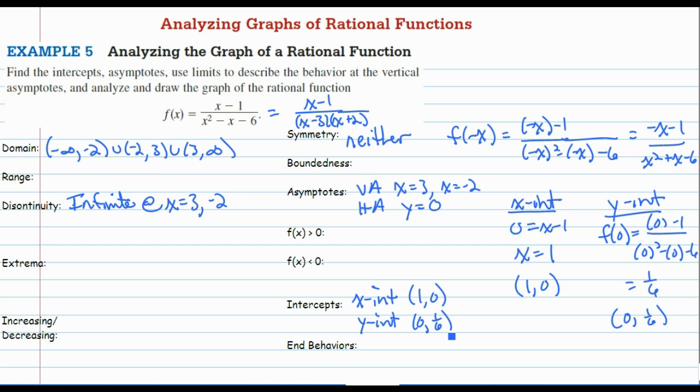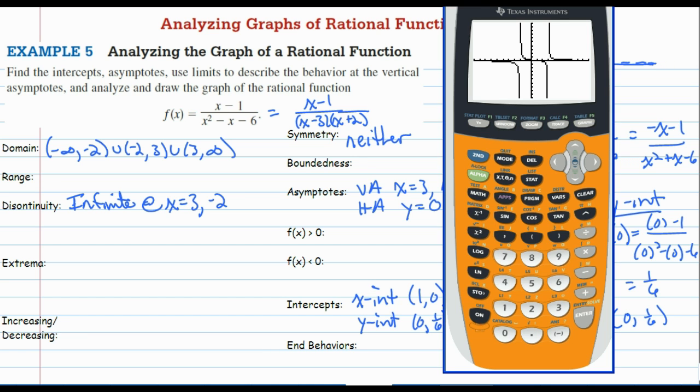So now I have a pretty accurate graph, at least the beginnings of a very accurate graph. I'm going to sketch all the information I know first. So I've marked my vertical asymptotes, my x-intercept, my y-intercept, my horizontal asymptote, and I'm going to use my calculator to check all that information.